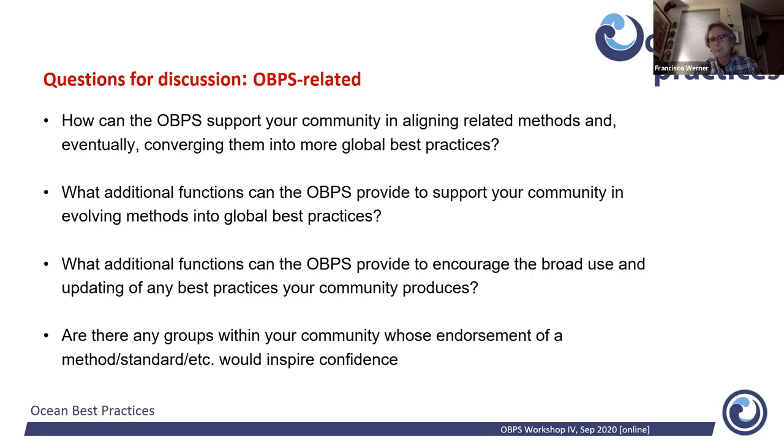Given that we will probably continue to do things differently in different regions for good reason, that doesn't mean that we shouldn't understand that and then be able to step forward.